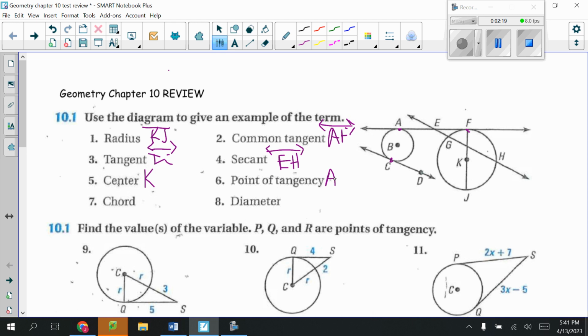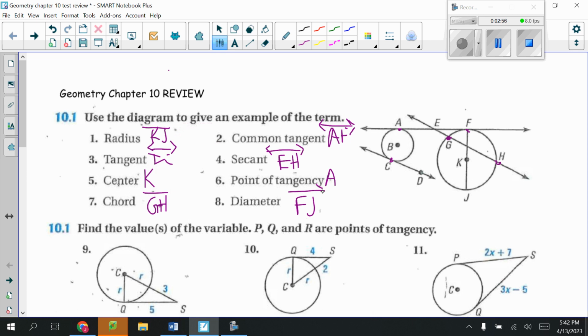We need a chord. Remember, a chord is one that has its endpoints on the circle and then just connects those two. So I'm going to use chord GH. But remember that when I write it, I'm not looking at the whole line because that whole line would be a secant. So I'm just doing the segment bar notation on top. And then finally, a diameter. The diameter here would be FJ. Again, I can either use segment bar notation.